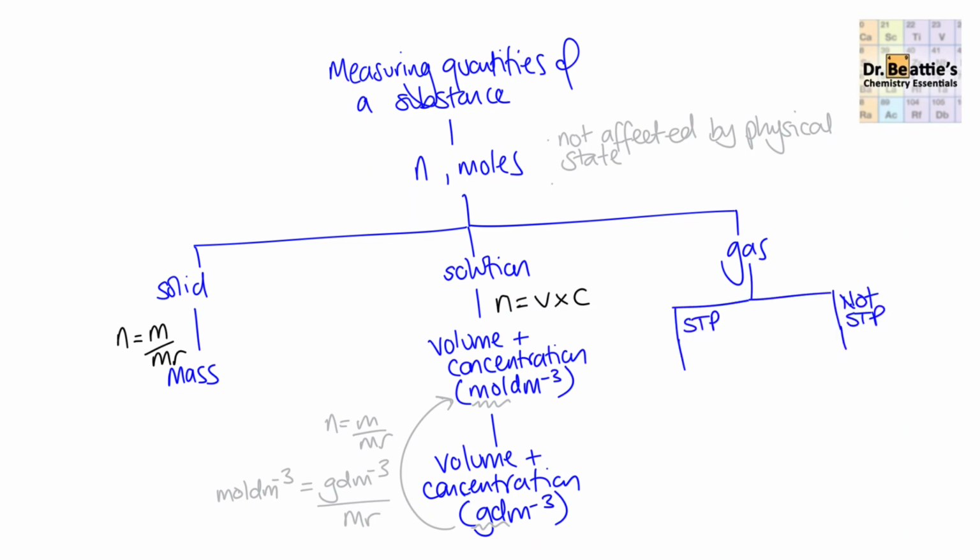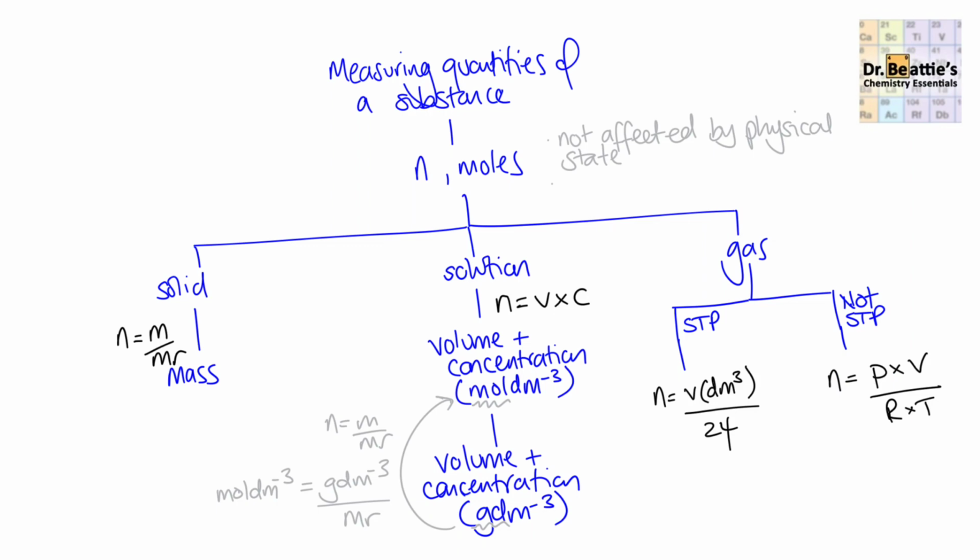With gases, it depends whether we're at standard temperature and pressure, or if we're not at standard temperature and pressure, on what equation we use to work out number of moles. At standard temperature and pressure, we just use number of moles is the volume of the gas in decimeters cubed divided by 24 decimeters cubed. If we're not at standard temperature and pressure, we need to treat it as an ideal gas, so we use the ideal gas law.